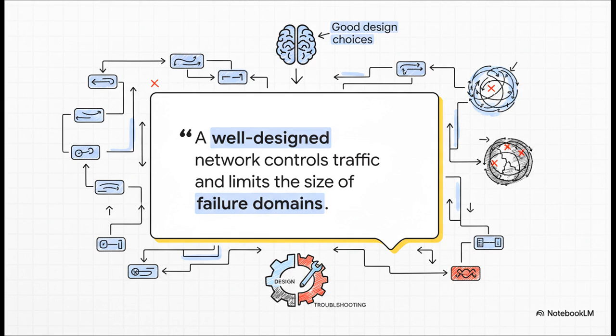And that is why this whole cycle is so incredibly important. There's a quote that ties it all together perfectly. A well-designed network limits the size of failure domains. What does that really mean? It means the smart decisions you make way back in the design phase, they directly impact how bad things get when an emergency eventually happens. Good design makes for smaller fires to put out later.